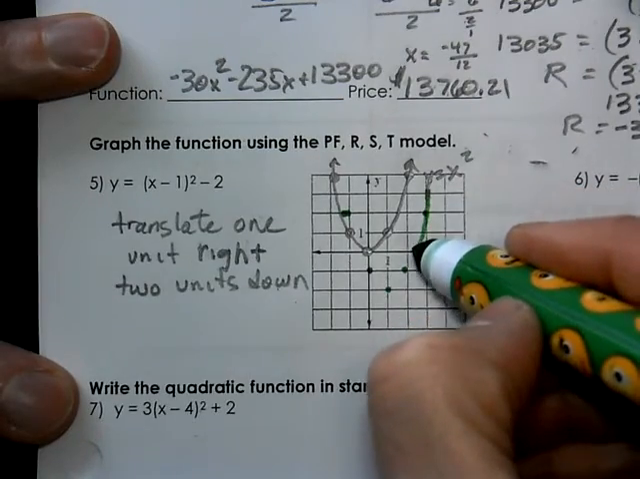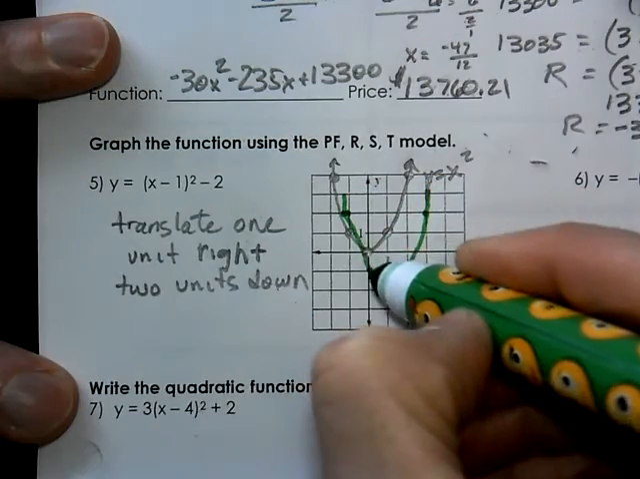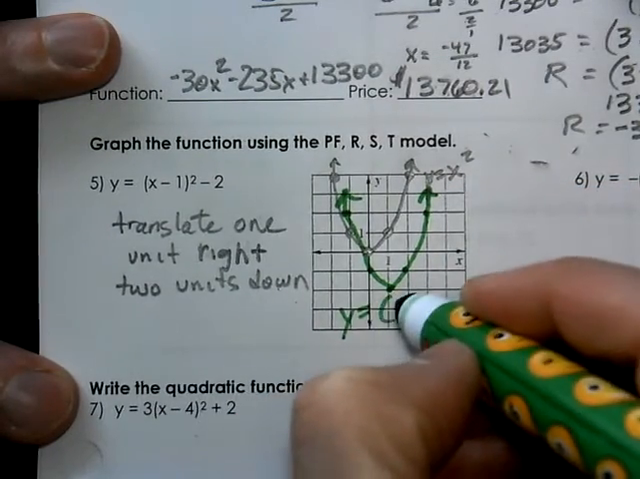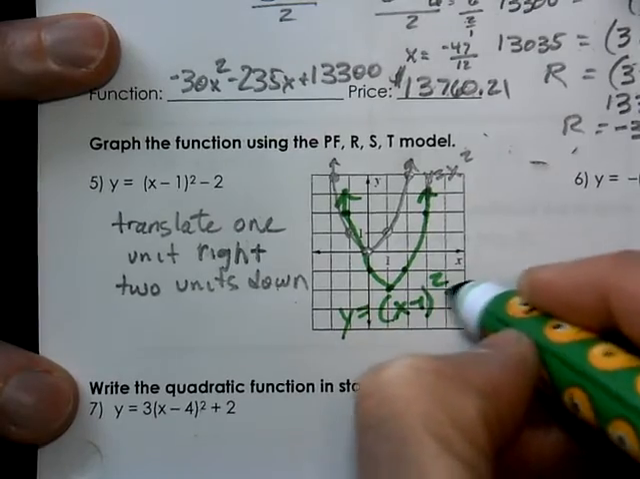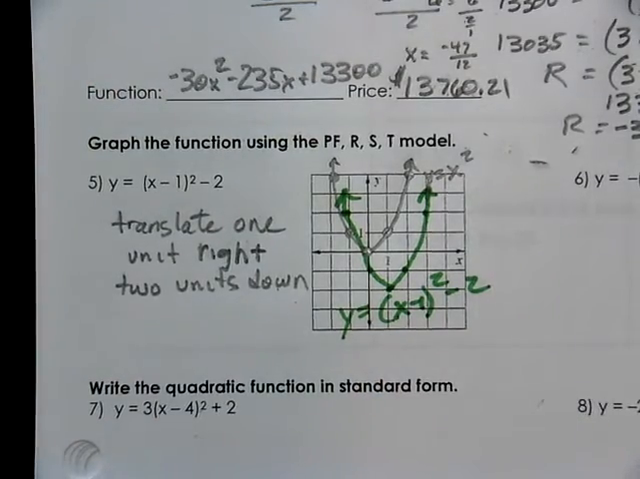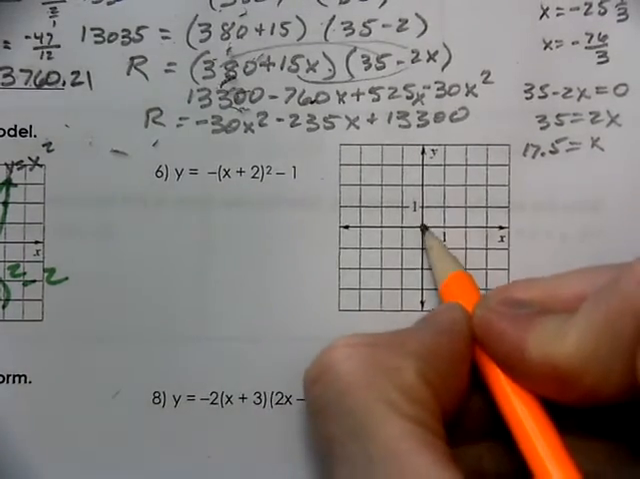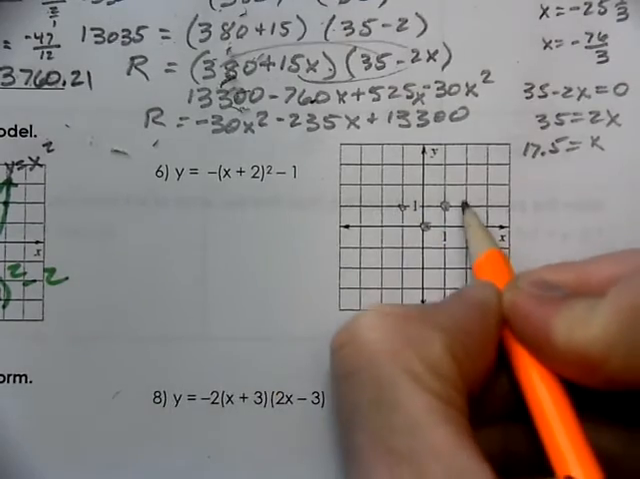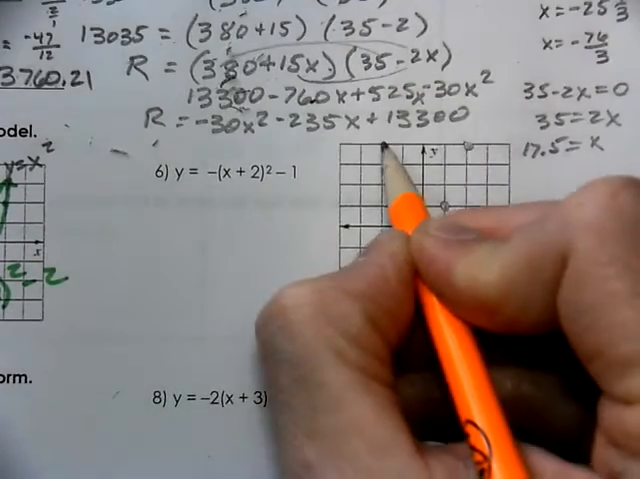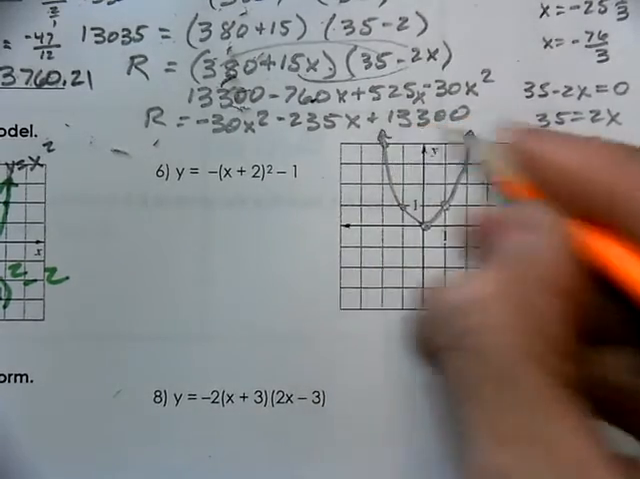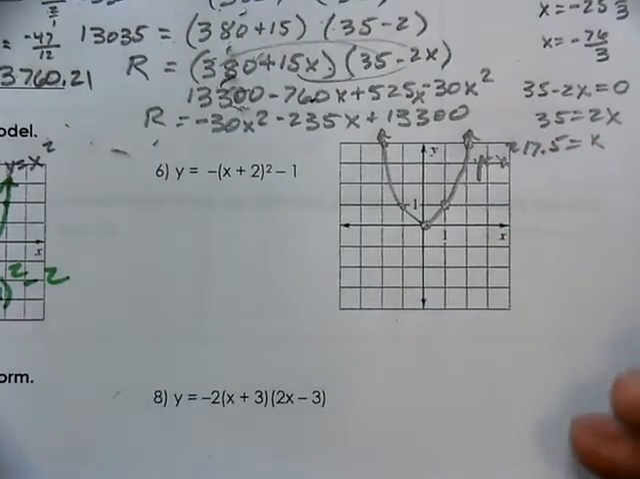So now we have our new parabola. Y equals x minus 1 squared minus 2. Here we start with our parent function. So that's y equals x squared.